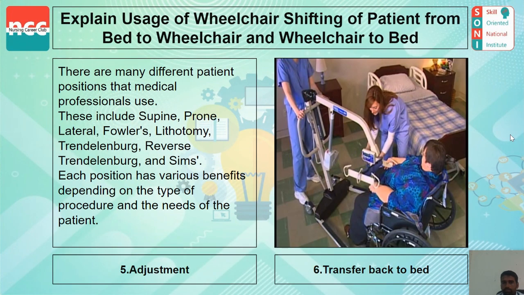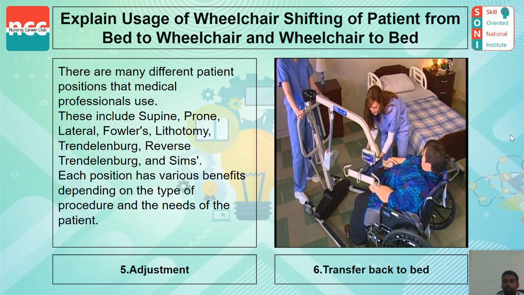Adjustment. There are many patient positions that medical professionals use. So there are various types of positioning which are used in the medical field by a HHA, the nurses, and doctors. This includes supine, prone, lateral, Fowler, lithotomy, Trendelenburg, reverse Trendelenburg, and Sims.